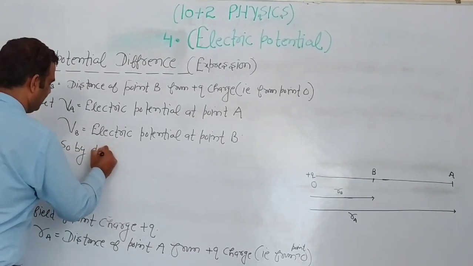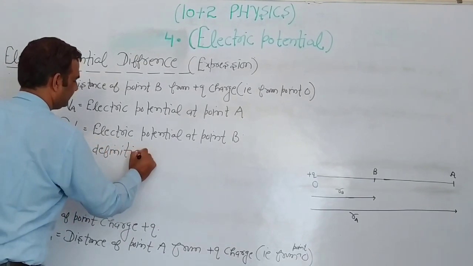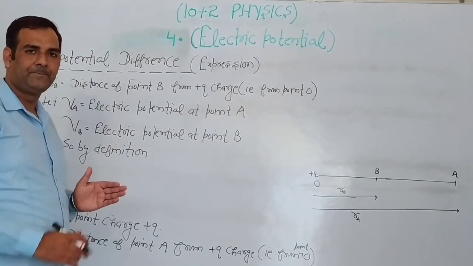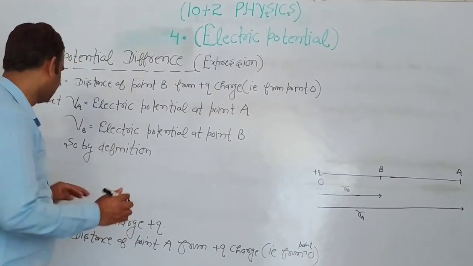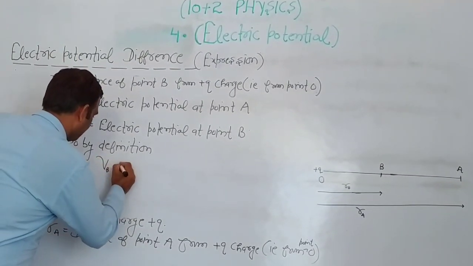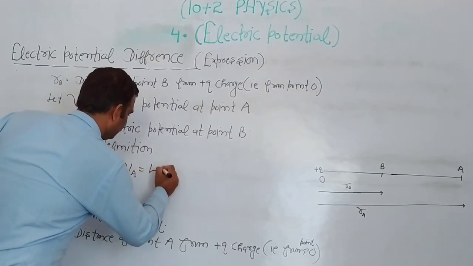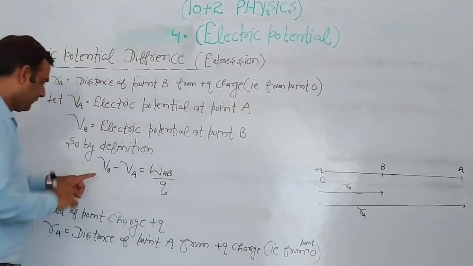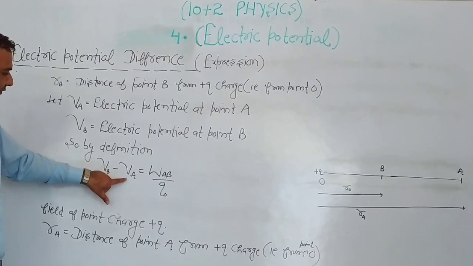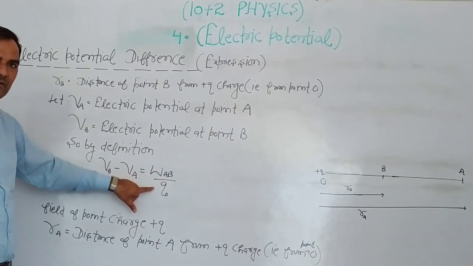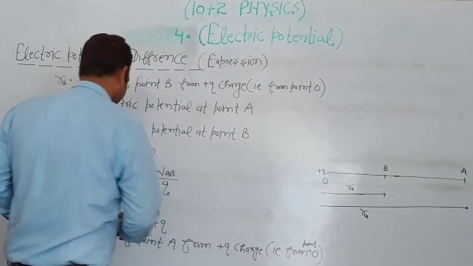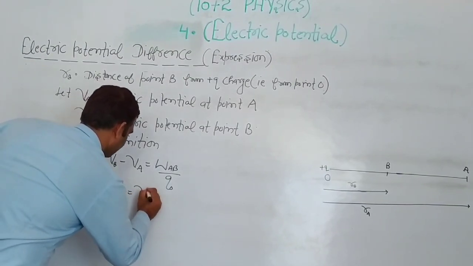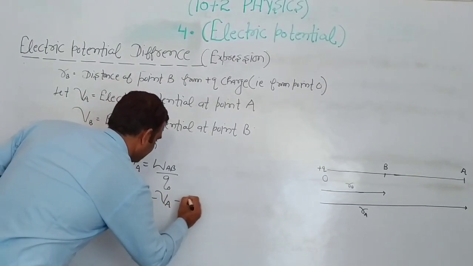So what definition? By definition, electric potential difference is defined as the amount of work done per unit positive test charge. So by definition, VB minus VA is equal to WAB by Q naught. Potential of B minus potential of A is equal to work done per unit positive test charge. Clear? This is equation number 1.